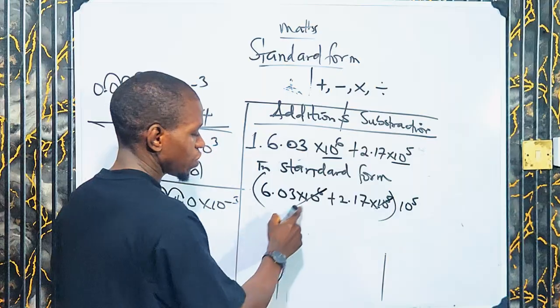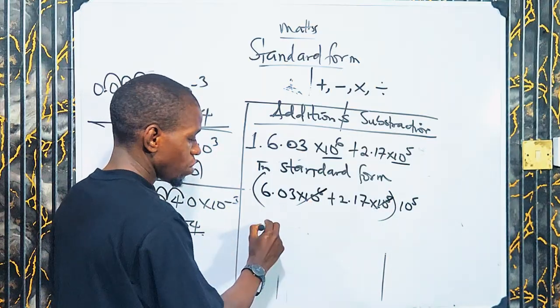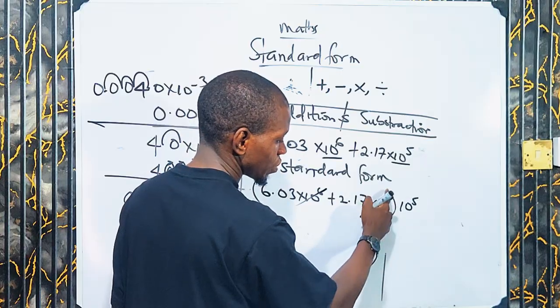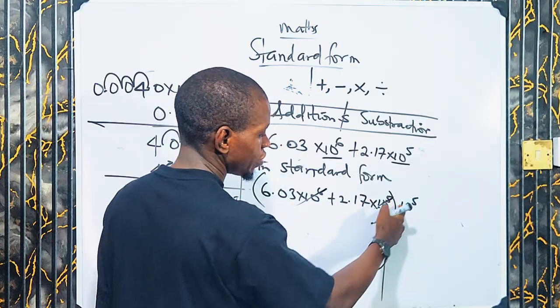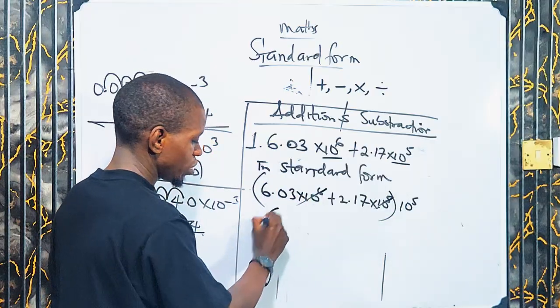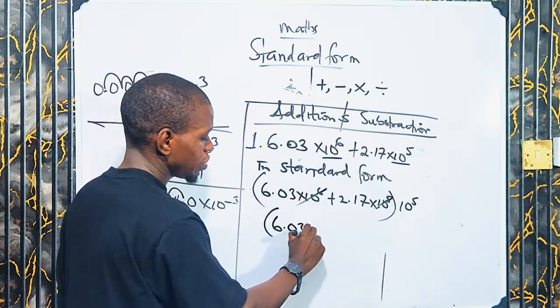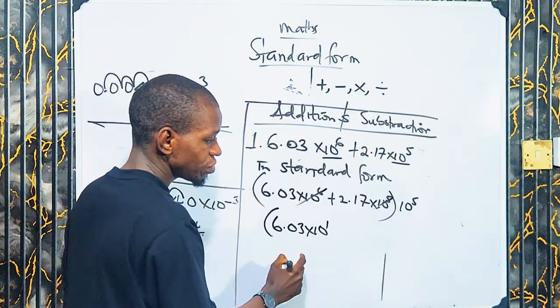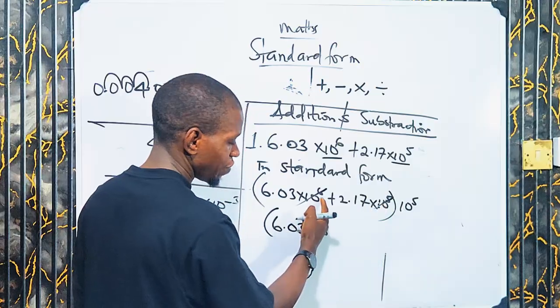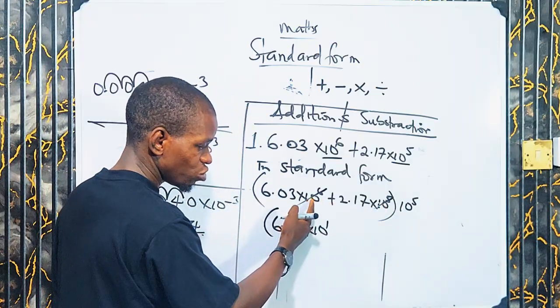Then if you cancel this now, what are we going to have here? Remember that 10 to the power 5, when you cancel with this one, it's going to give you 1 here. But this 10 to the power 5, when you cancel 10 to the power 6, it's going to be 10 to the power 1. So I'm going to have 6.0 times 10 to the power 1. Because we have, how many 5 do we have inside this 6? We have 5. Only 1 is going to remain.